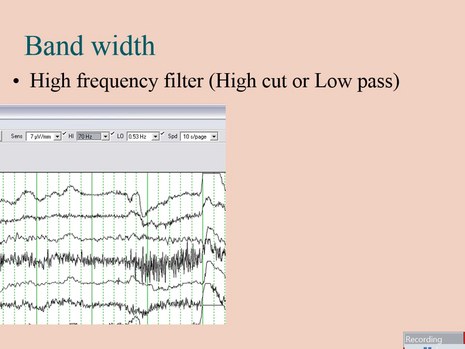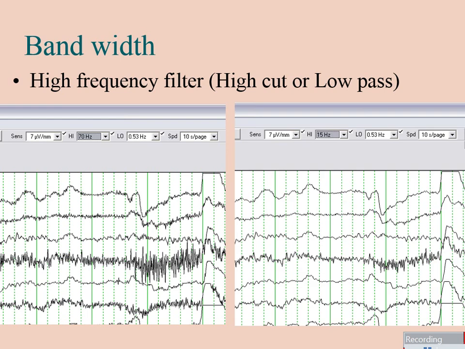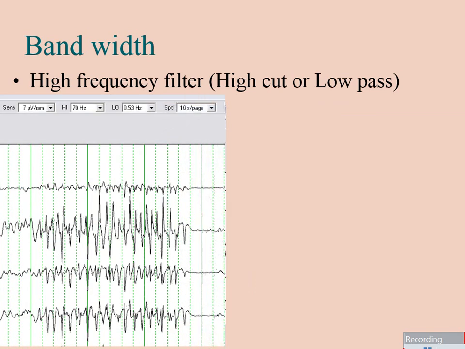And so we can get rid of some of that by cutting down on the high frequency filter. So when we cut the high frequency filter down to 15 hertz, you see we've got rid of a lot of this noise in the baseline. This really bad interference here we didn't get rid of. We still got that. But we've got a much cleaner baseline. We've gotten rid of all that high frequency noise that was obscuring our signal. So that's good. But there's also a downside to filtering.